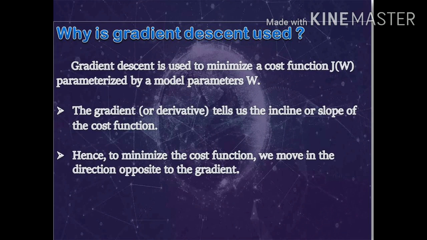Why is gradient descent used? Gradient descent is used to minimize a cost function g(w) parameterized by a model parameter w. The gradient or derivative tells us the incline or slope of the cost function. Hence, to minimize the cost function, we move in the direction opposite to the gradient.